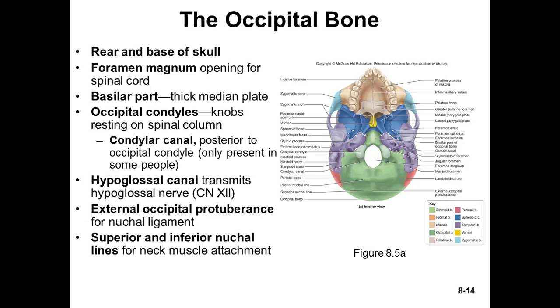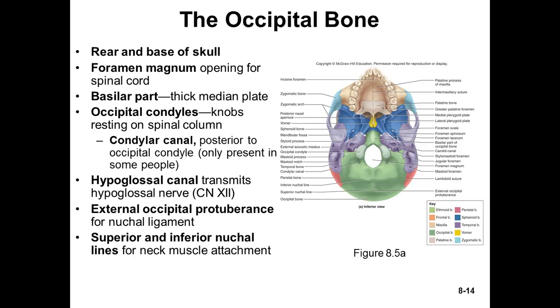C1 is called your atlas. C2 is called the axis. So the occipital condyles sit on top of the atlas. When you're nodding your head up and down, your occipital condyles are rocking back and forth on the superior articular facet.